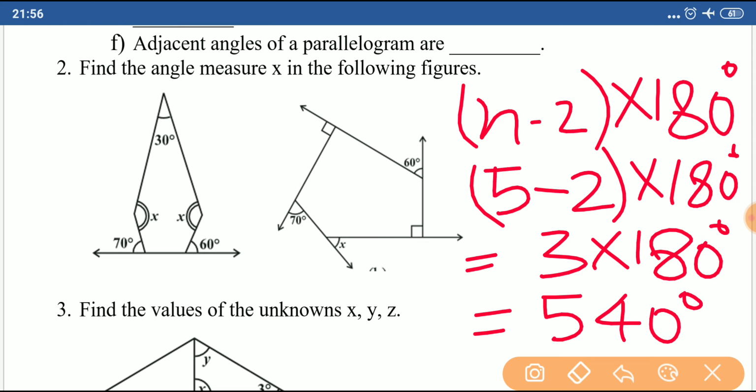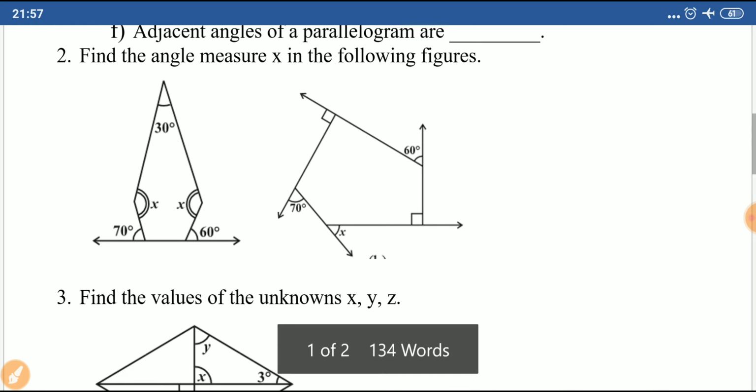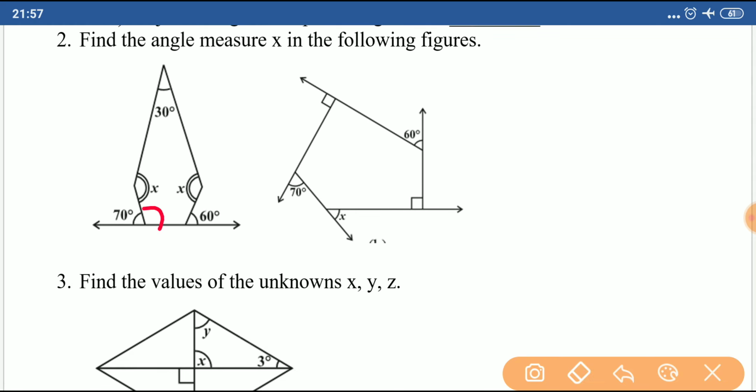3 into 18 is 54. It means the sum of all the interior angles of this pentagon is equal to 540 degree. This is how you first find the sum of all the interior angles of a polygon. For quadrilateral, we know that is 360 degree. For pentagon, we find it by using this formula, so you get 540 degree. Now this angle you will find by using linear pair. Then you will add all the angles and keep it equal to 540 degree. Then find the value of x, because both angles are equal. Okay, so this is how you can find.